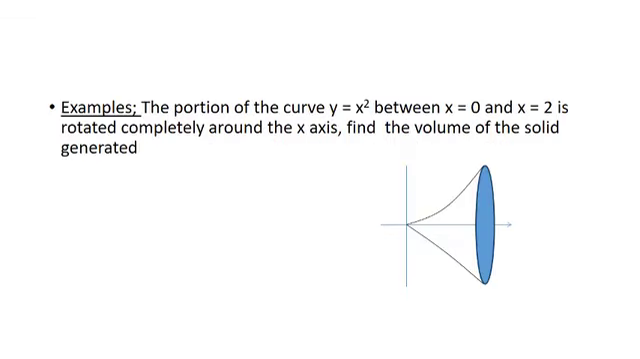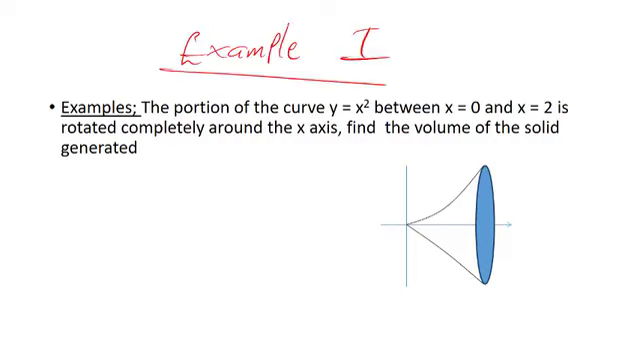Now let's solve the question that is in front of us. We call this our example 1. Let's say the portion of the curve y equals x squared, between x equals 0 and x equals 2, is rotated completely around the x-axis. Find the volume of the solid generated. Now, when you're talking about the volume, two points have been given to us, and it is bounded integration. So first of all, we would have to write down the two points, 2 and 0.